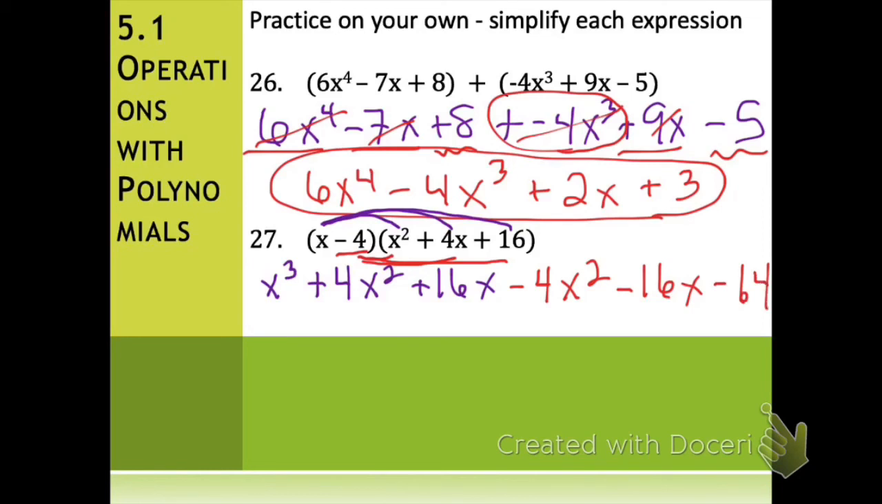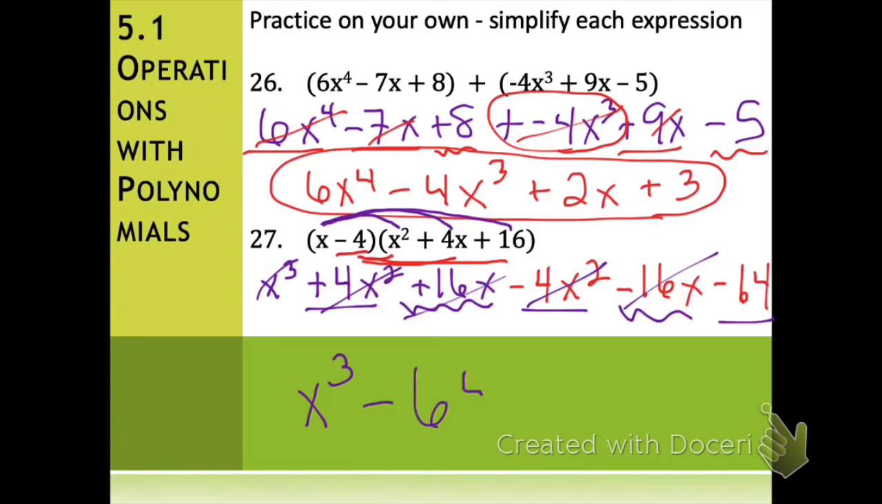Okay, now you can combine like terms and have your final answer. So biggest exponent first, so x cubed. 4x squared minus 4x squared, that turns out nice, that goes away. 16x minus 16x, that goes away, and I'm literally left with just minus 64. So x cubed minus 64 is my final simplified answer.